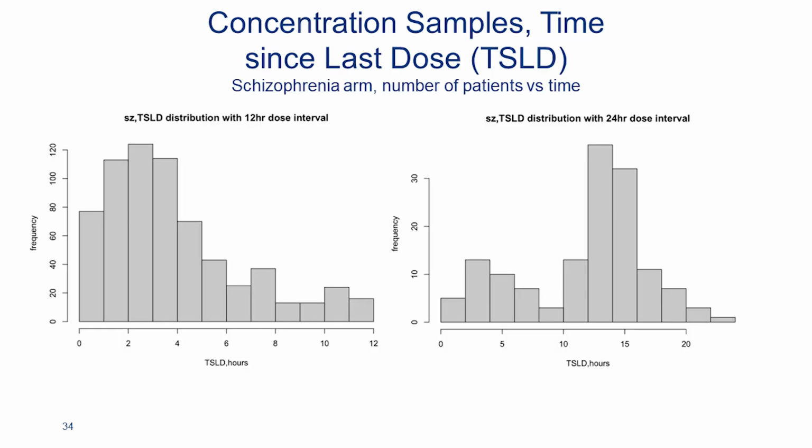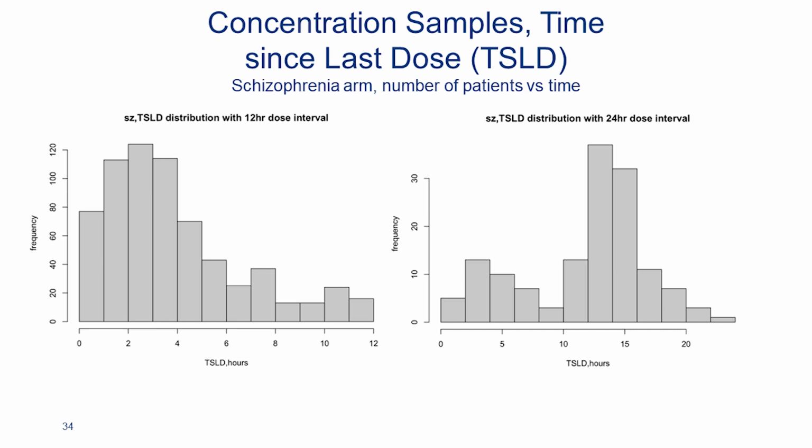Another key element to evaluate is how much information do we have? How many concentration measurements do we have across the entire concentration time profile? We have absorption processes, distribution processes, and elimination processes. And these are sparse samples. So it's important to understand whether or not you have sufficient sampling across the entire dosage interval so that you can inform those parameters. So on the left, this is from the schizophrenia arm.